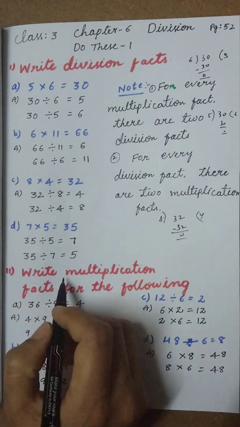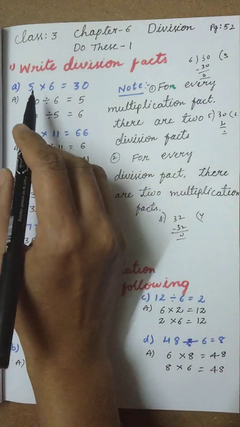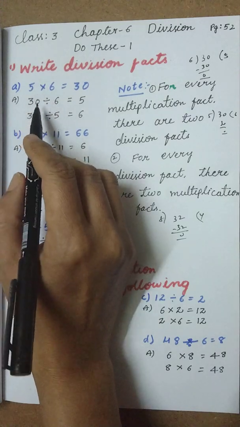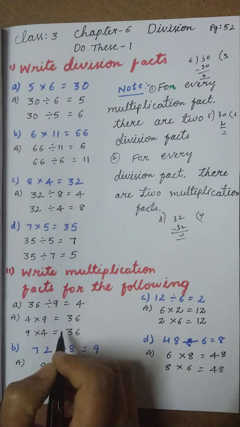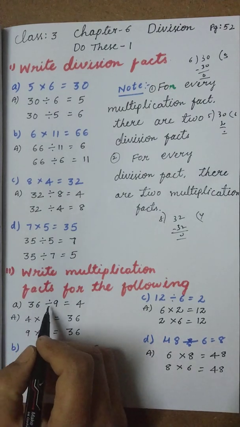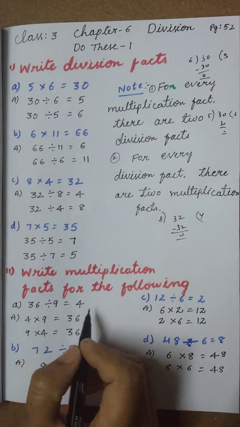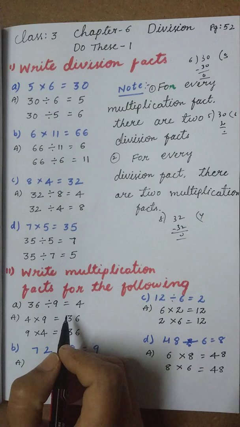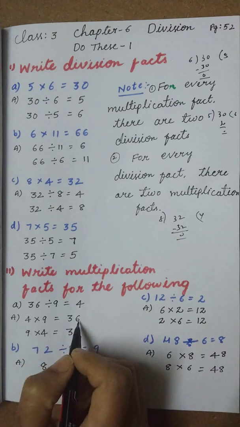Next one. Write multiplication facts for the following. Just now, for a multiplication fact, we have written the two division facts. Now here, for division facts, we have to write the two multiplication facts. Okay. Now first question, 36 divided by 9 equal to 4. So what do we have to write for this? 4 into 9 equal to 36. 4 nines are 36. Okay.